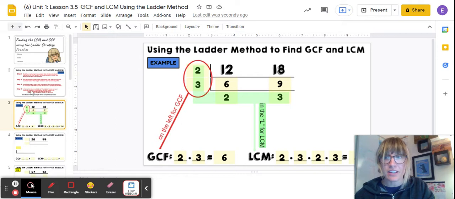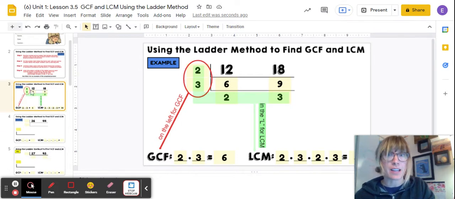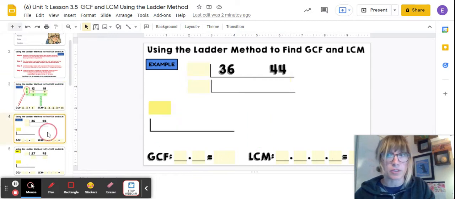And here is an example that's already done. So we can kind of refer back to this in just a moment to find out what this means on the left for GCF and in the L for LCM. It's just sort of a handy way that you can maybe remember. So we're going to do an example together.